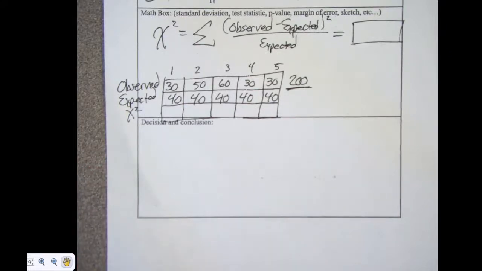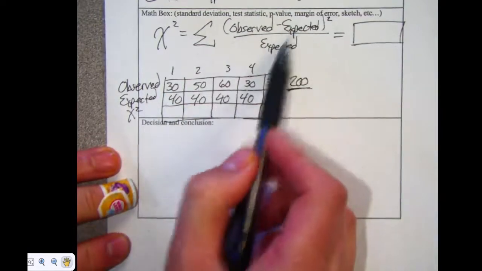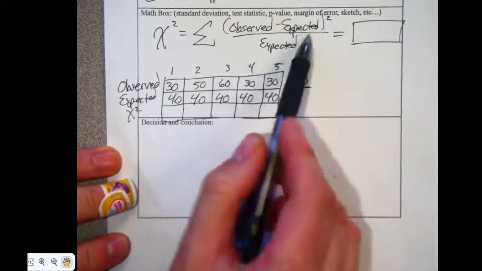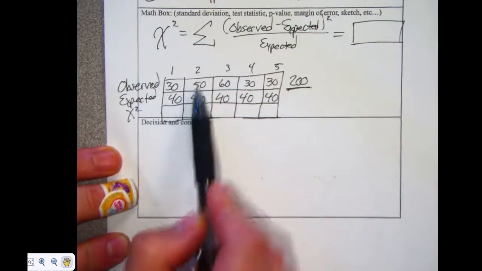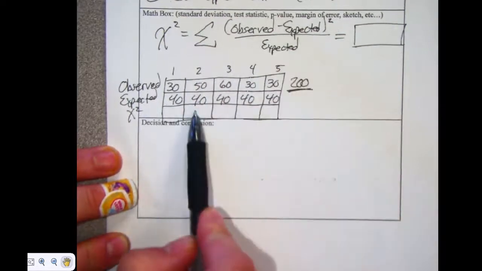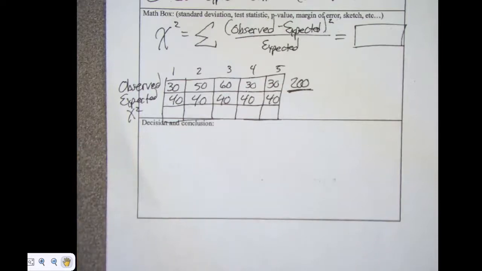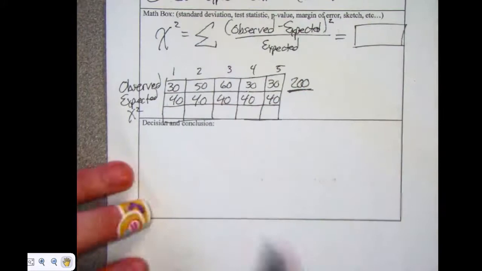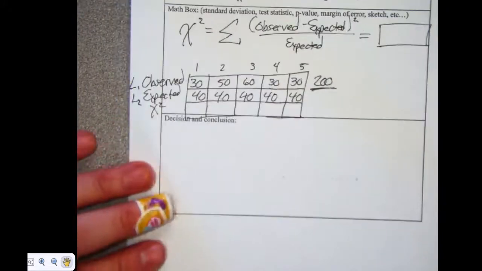On the chi-squared, there are 2 ways you can do it. If you really wanted to, you could take the 30 and the 40, and those are your observed and expected, right? Plug them into this formula, get a number, put it down here. Do it again with the 2s, plug them into the formula, get a number, put it down here. And do it 5 times. I don't really want to do that. I doubt you want to do that. Put your observed in L1, expected in L2.